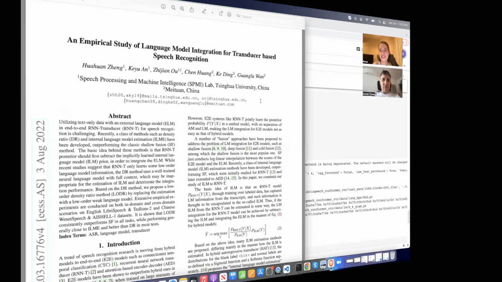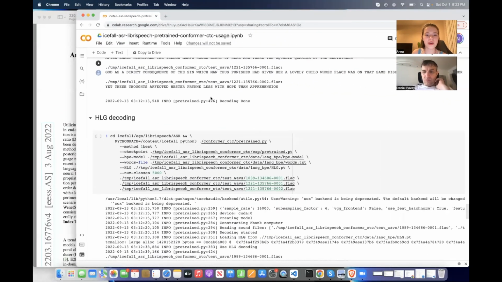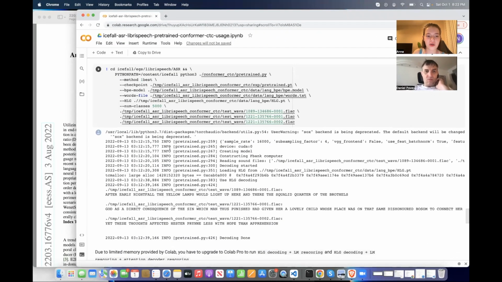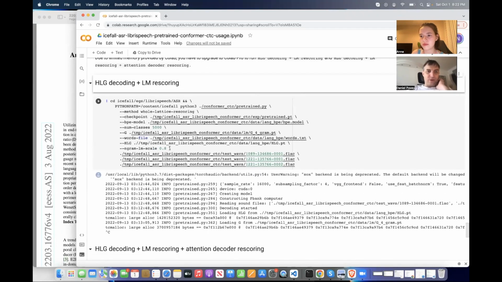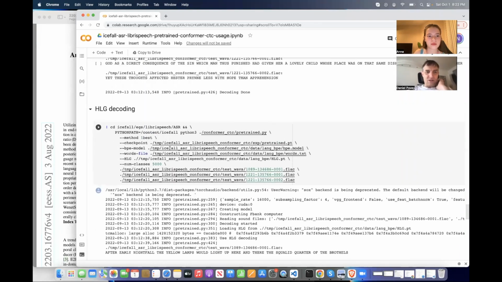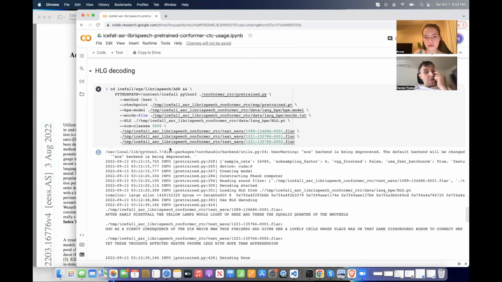Okay, thank you. Could you also explain the different decoding methods? Okay, let me have a look at this. I have to cast my mind back because this is the Conformer CTC system that I haven't messed with for quite a while.